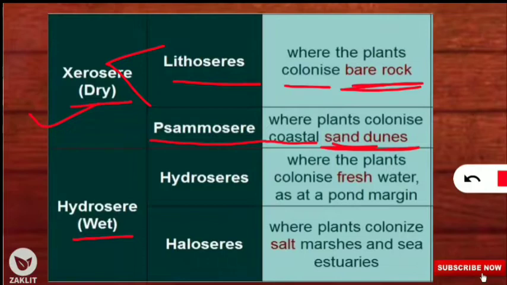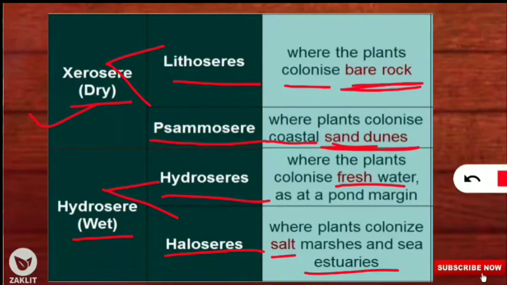Next, coming to hydrosere, it is also divided into two categories. You can say mostly the hydroseres mean the succession which occurs in the freshwater region. Where it is given halosere, that means it is telling about the salt areas or salt ecosystem where the plants or the pioneer communities colonize in the salt marshes and sea estuaries. So this table is very important. Kindly note it down. Let's move on to the next question.